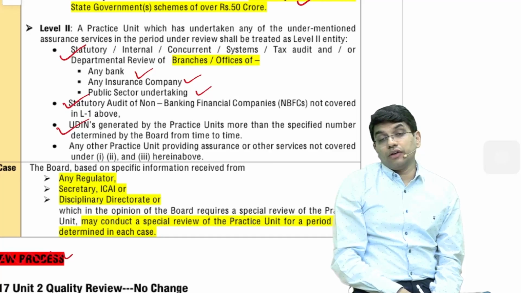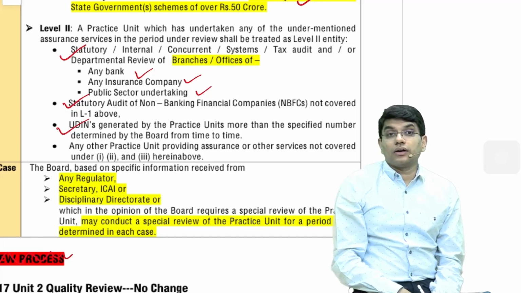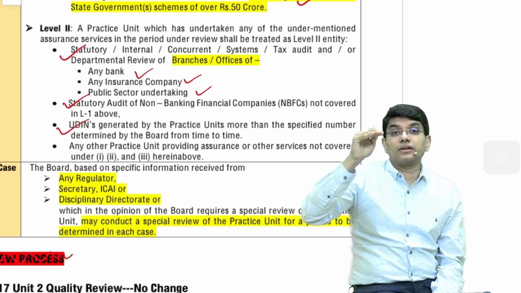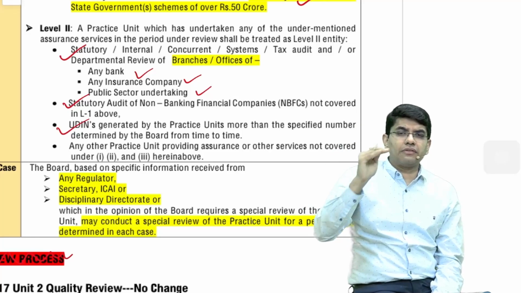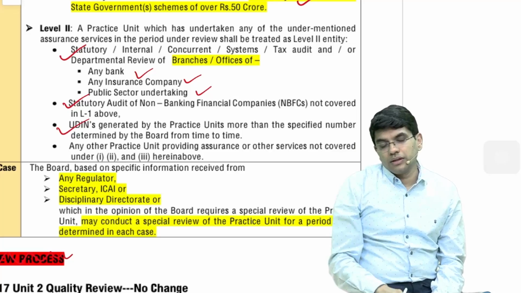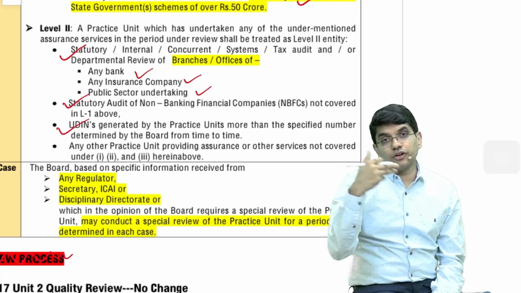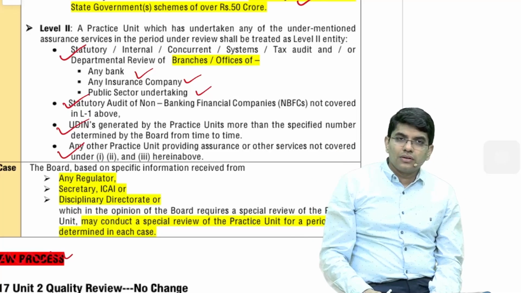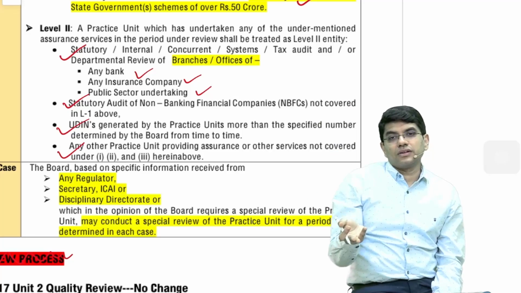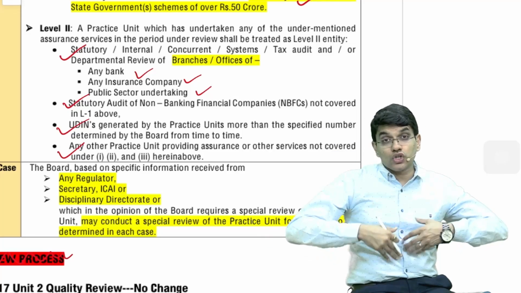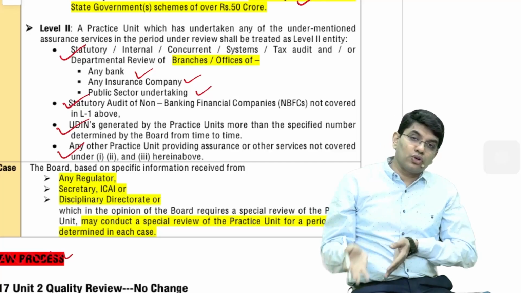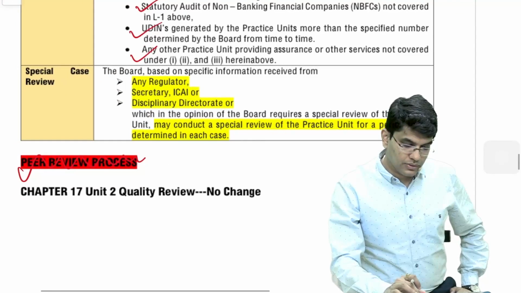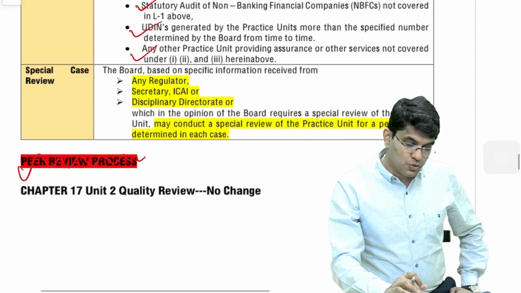If you are doing audit more than the specified number, if you are generating UDIN more than the given number, that number is not yet given, again you'll be level 2. And see, the funny part is, apart from this, all the firms will come in level 2. You could have simply said that all the firms will come in level 2, but they have specified a few things, then they have said this. So basically, all the CA firms who are into assurance services, either they will fall in level 1 or level 2. If you're not in level 1, you will go to level 2. All need to get their peer review done. Period changes for both. Now, special case review.